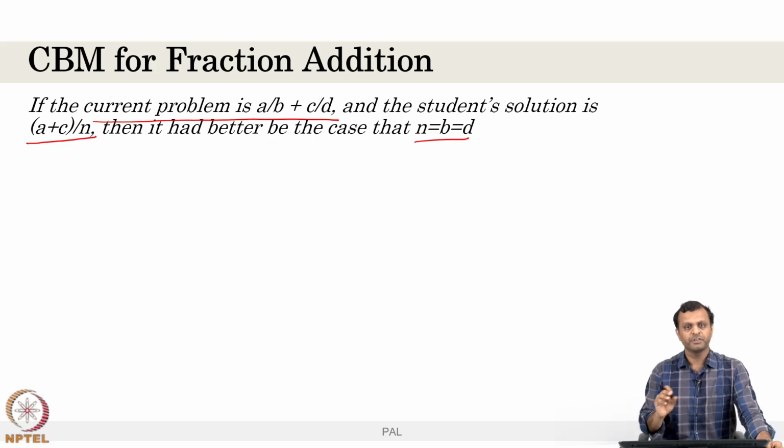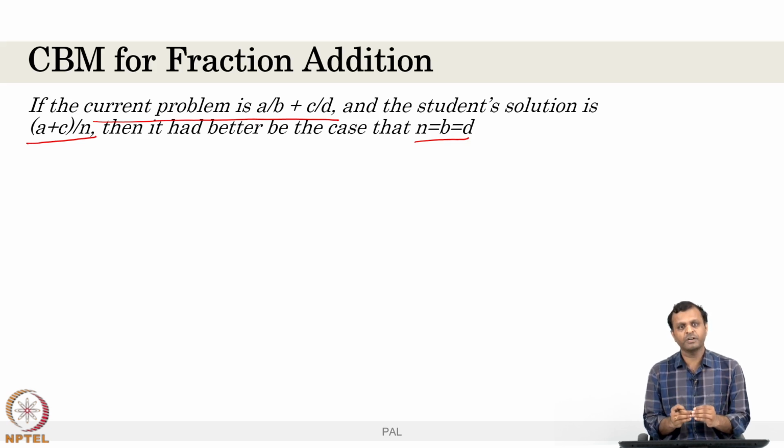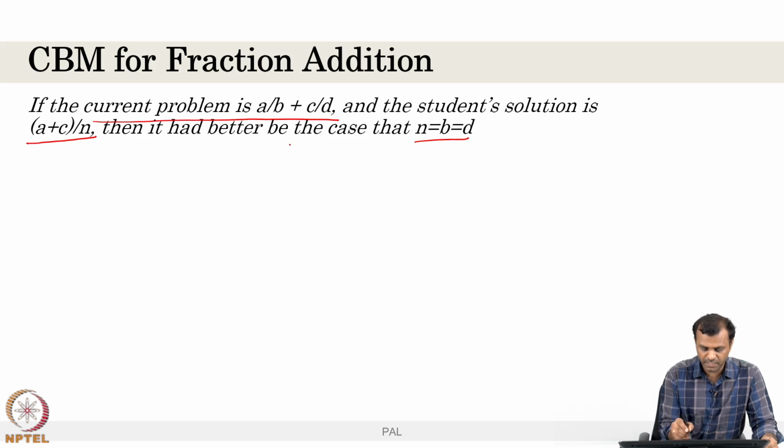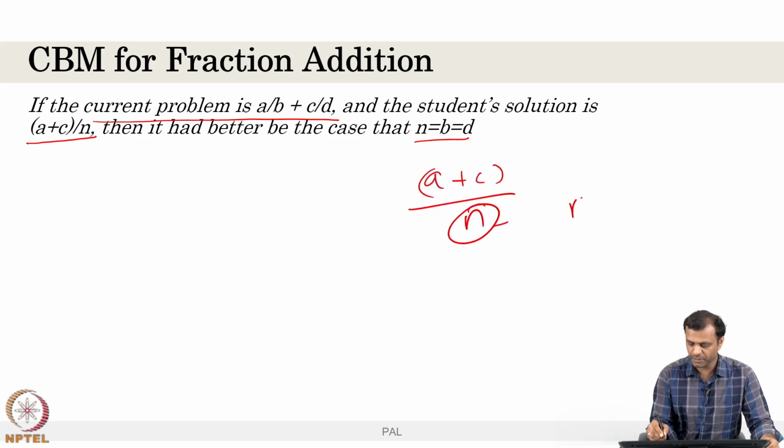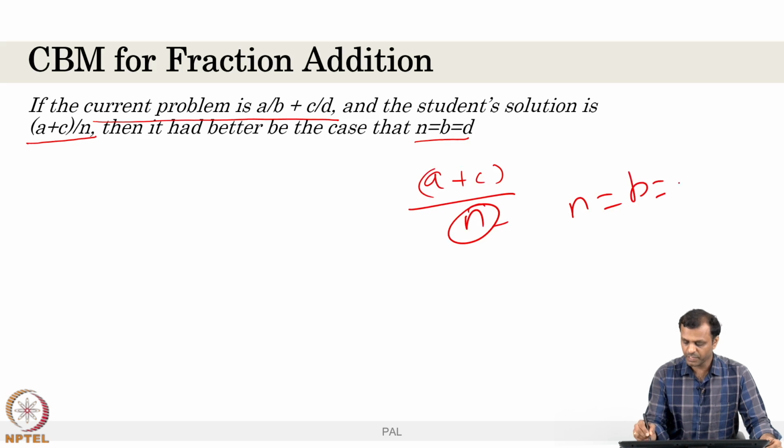Then that's all. We are saying that if you want to add fractions, you add any way you want. You can find an LCM, you could have a denominator, that's not a problem. But the response I want is a plus c by d, which becomes a common number. The common number should be equal to both b and d.